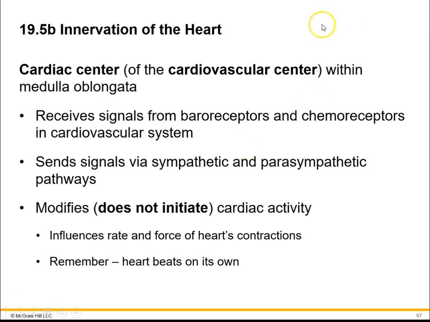How is the heart innervated? Well, there's this place called the cardiovascular center within the medulla oblongata of the brain, and within that there's a cardiac center that's in charge of heart rate. So the cardiac center is going to receive signals from baroreceptors and chemoreceptors located in the cardiovascular system, and it's going to send signals to the heart via sympathetic and parasympathetic pathways. Remember, the sympathetic innervation is going to increase heart rate. Parasympathetic innervation is going to decrease heart rate.